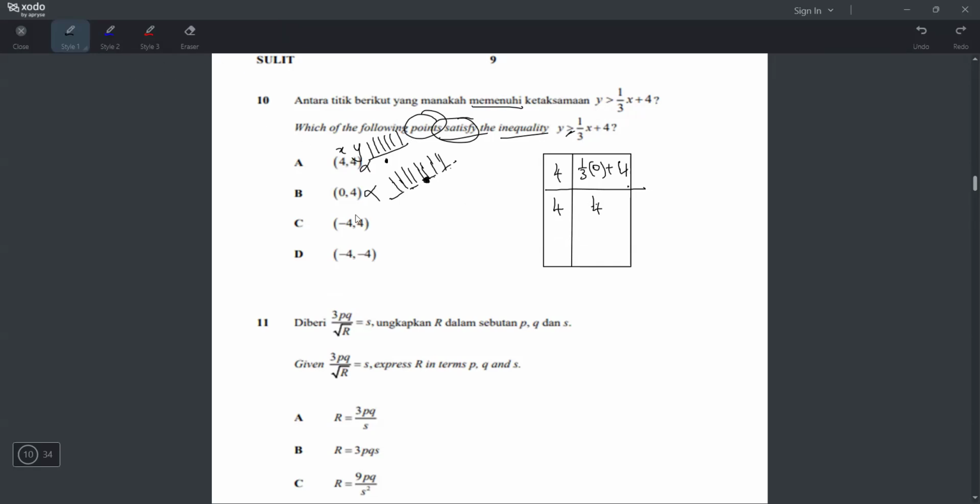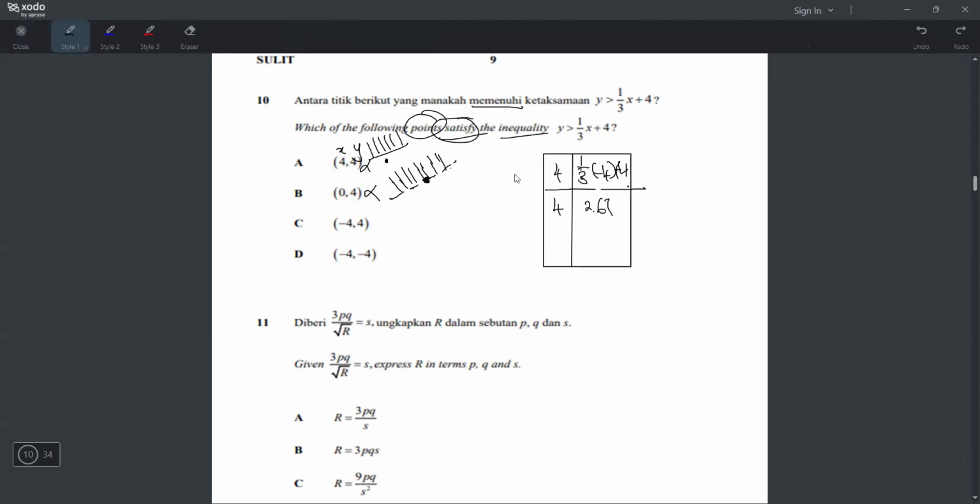So for C, they say substitute y is 4, but this time the x is negative 4. So I have to change this. It becomes 1 over 3 x plus 4, right? This time the x is negative 4, you substitute. Now you can use your calculator. Negative 4 divided by 3 plus 4. I got 2.6666, so 2.67.